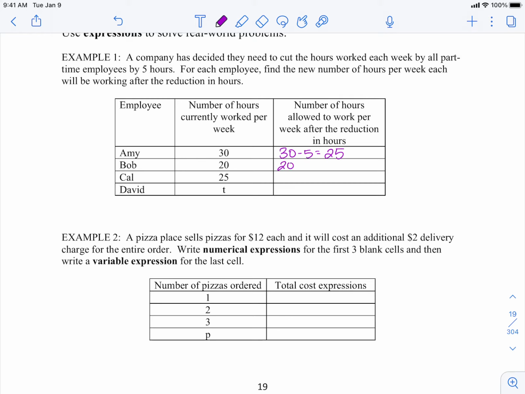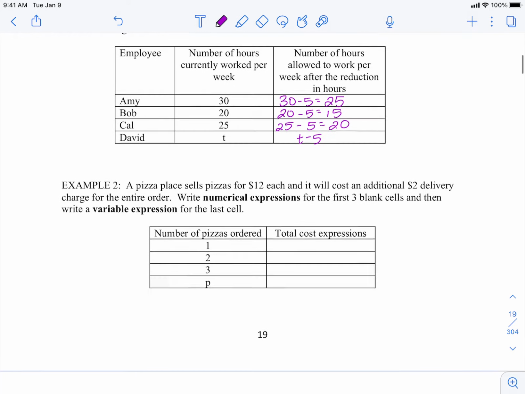Bob originally works 20 hours. If we reduce by 5, he is now working 15 hours. Cal worked 25 hours. If I reduce by 5, he's now working 20 hours. David works T hours, so we could say he's going to work T minus 5 hours.